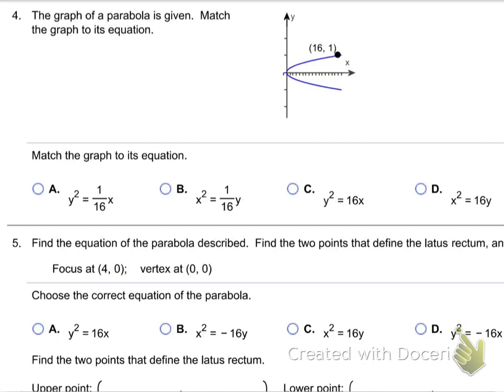Okay, so number 4, same kind of thing. They're giving me a picture. They want me to find the right equation. Can you do that one? I'm sure you can. So give it a try. Think about the direction first off. Always start with direction. Then write the basic equation. Then you can eliminate 2 of those options. And then plug in the point, 16 and 1, to find out which of the remaining 2 is correct.